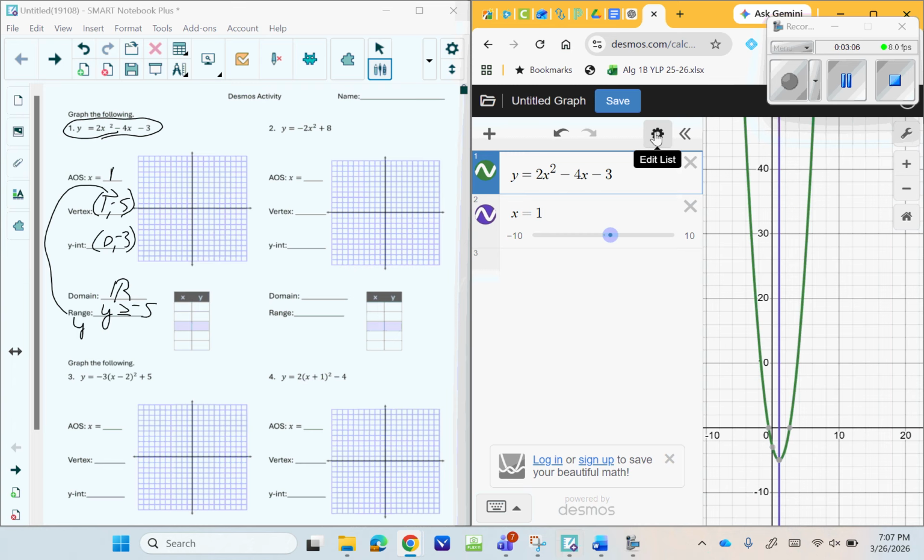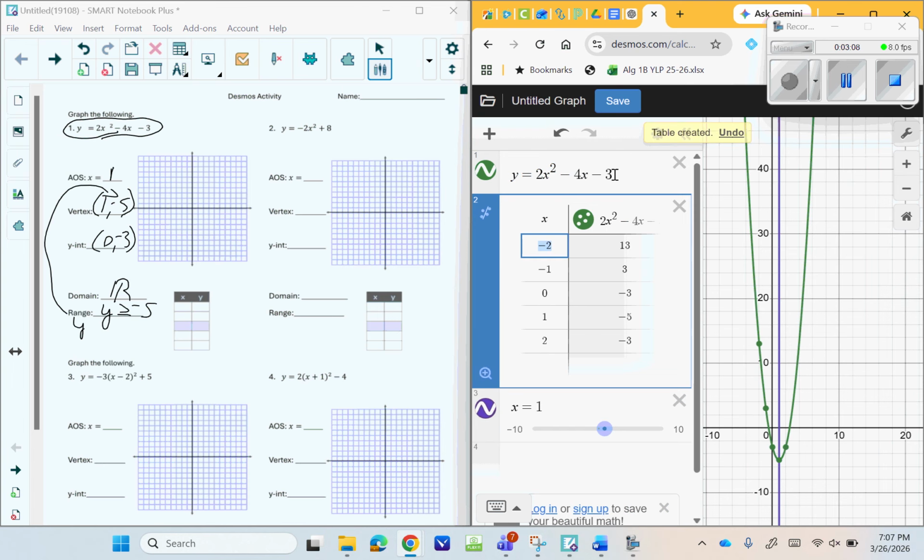The next thing I want you to notice is that we can go to this little toolbar right here, and we can create a table. We always want to put our vertex in the middle. So we're going to put a 1, -5 here, and we're just going to work around the vertex. So I'm going to say 0 and -1 on that side, and then 2 and 3 on that side. If you set it up like this, these values will always repeat. We'll see this here in a second.